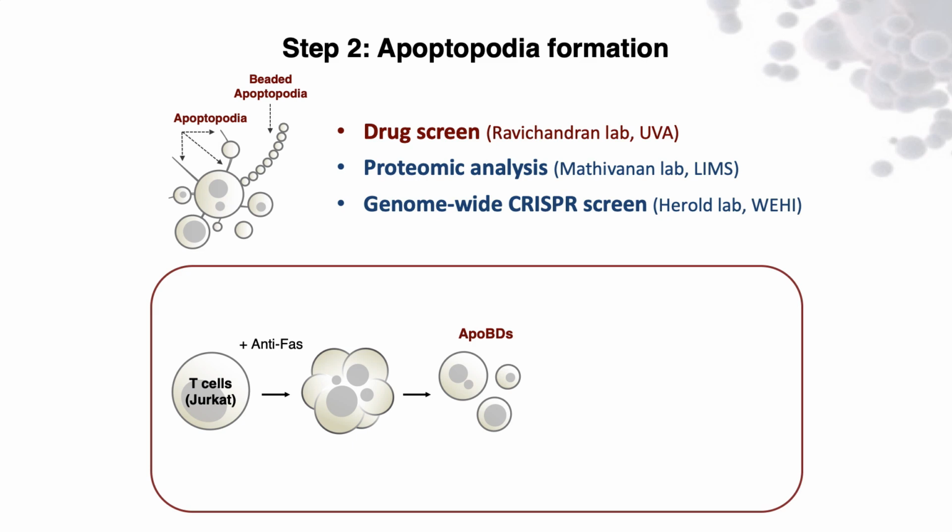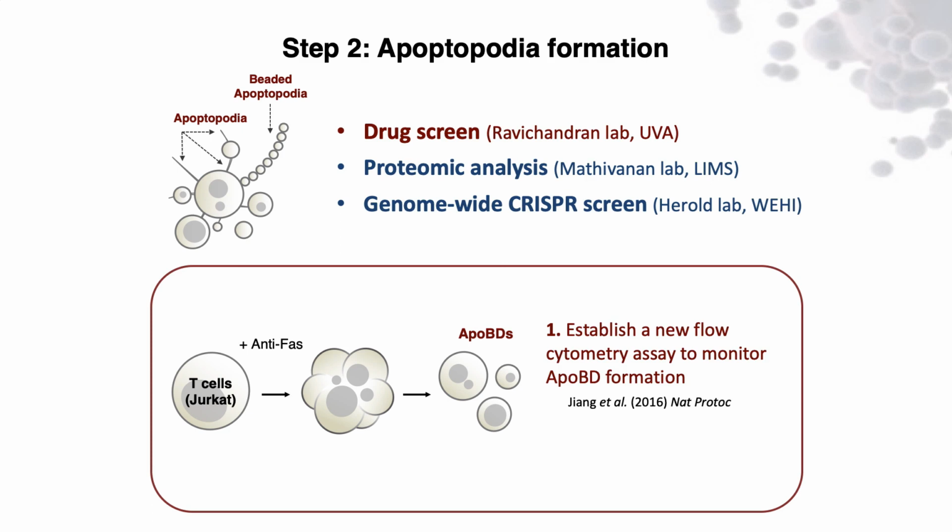So the system that we use is actually quite simple. We've got some human surrogate T cells, induced to undergo apoptosis by anti-Fas, which then undergo blebbing. And a lot of them would then form apoptotic bodies. Then what we did next was establish a pretty robust protocol by flow cytometry that can measure the amount of apoptotic bodies relative to apoptotic cells. And then we did a drug screen using the LOPAC library, which contains about 1,300 drugs, most of them with a known molecular target. So if any of those drugs affected the level of apoptotic bodies, that would give us a clue of a potential regulator of this process.